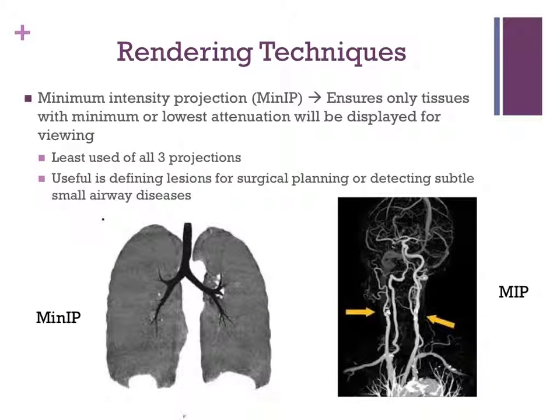A minimum intensity projection is known as a MINIP, and this ensures only tissues with minimum or lowest attenuation will be displayed for viewing. This is the least used of all three projections, and it is useful in defining lesions for surgical planning or detecting subtle small airway diseases. These pictures give examples of a MINIP right here and a maximum intensity projection right here on the right.